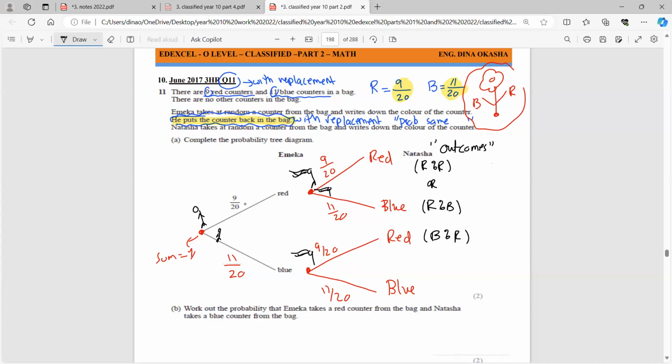Okay? Here we said what is between the outcomes: or. Now, Emeka decided to take blue, while Natasha decided to take blue as well. So how many options, guys? As you can see over here, 4 options. 1, 2, 3, 4. These are the options that we have.